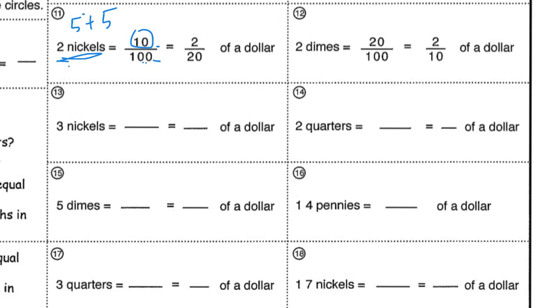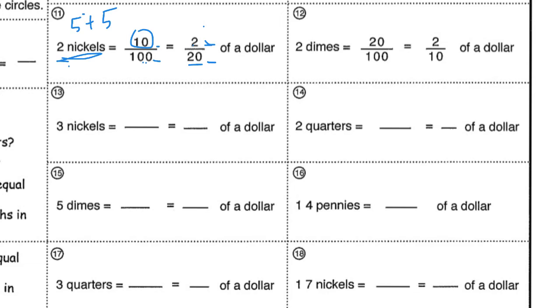Now, where did the 2 and the 20 come from? I want you to put an N right there and an N right there. Go ahead and write N and N. 2 N's, 2 nickels out of 20 nickels that makes a dollar. So 2 nickels is equal to 2/20ths of a dollar.